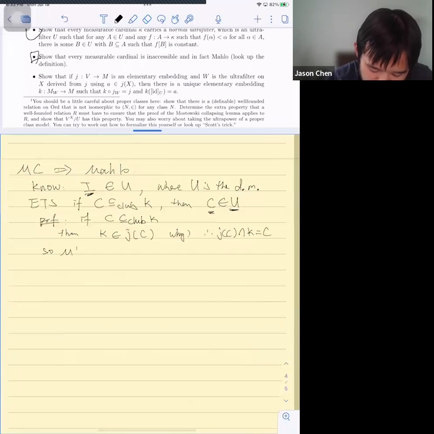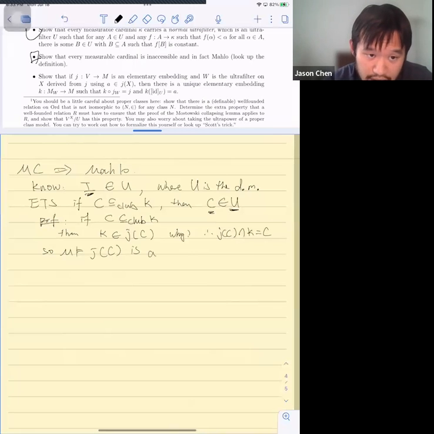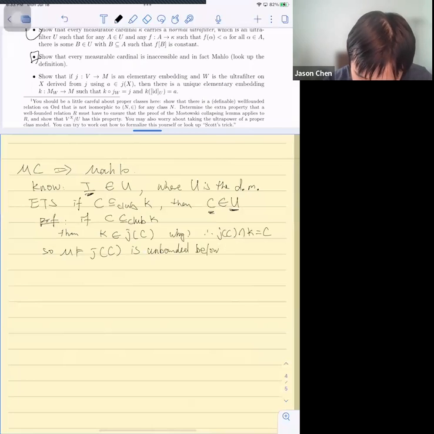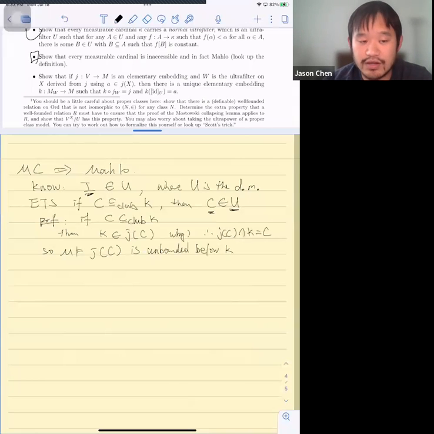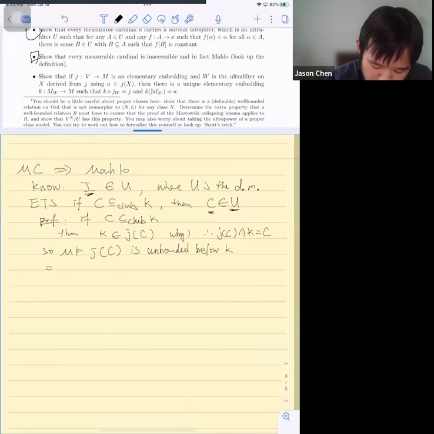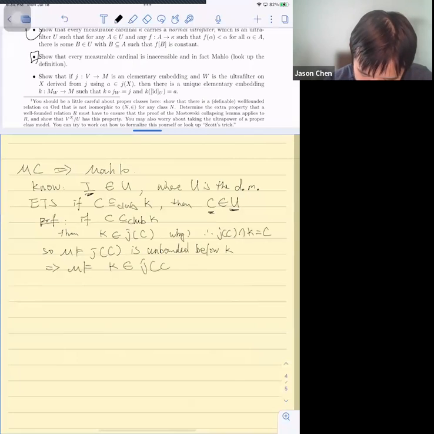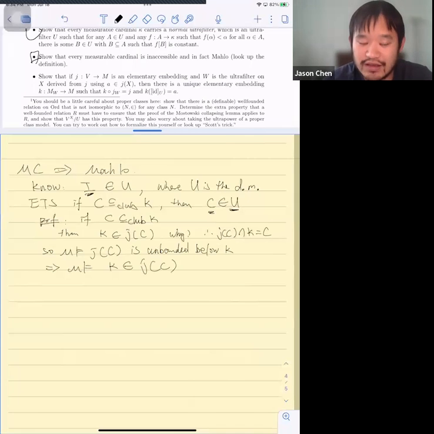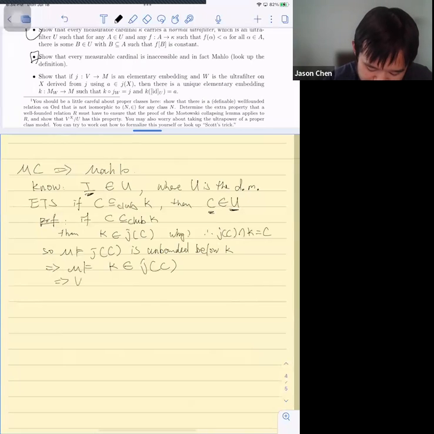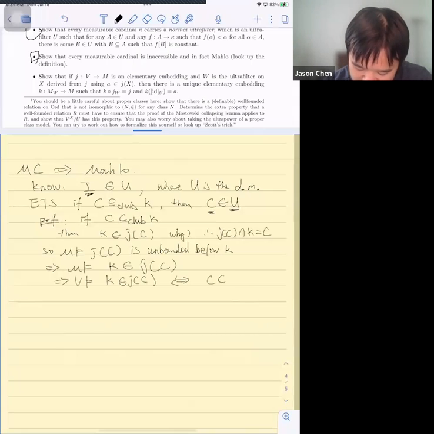So our M is going to think that j of C is unbounded below kappa. But then M is also going to think that j of C is a club, which means M is going to think that kappa is in j of C. But whether kappa is in j of C or not is a delta zero statement, so this is true in V as well. By definition, this means that C is in the derived measure. So this finishes the proof.